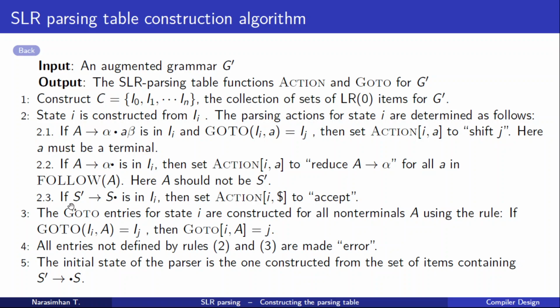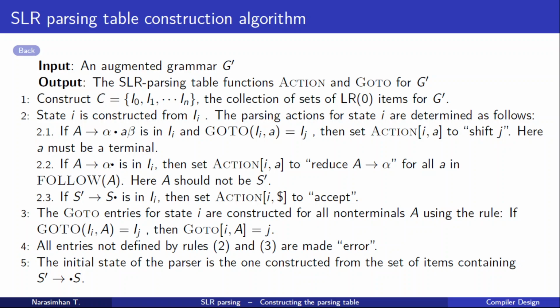If S' giving S dot is in the item set, then you need to set action[I, $] to accept. You just set action[I, $] to accept. That means you have finished the parsing process, and you can accept the input string. So this is how you create the entries in the action part.